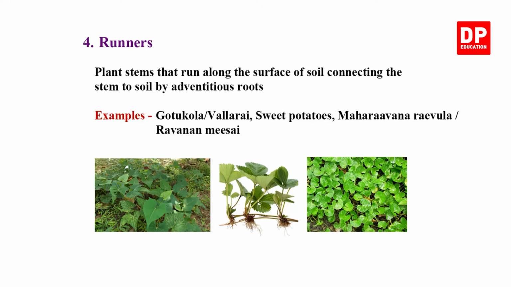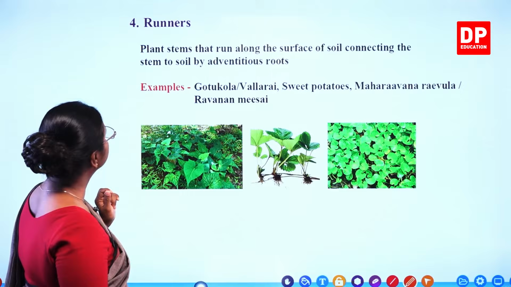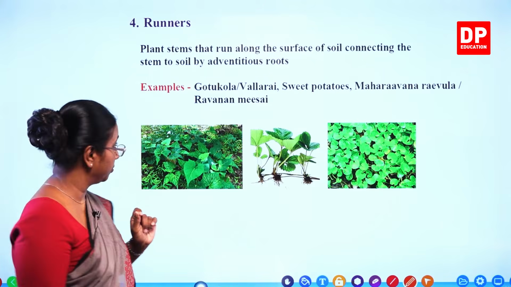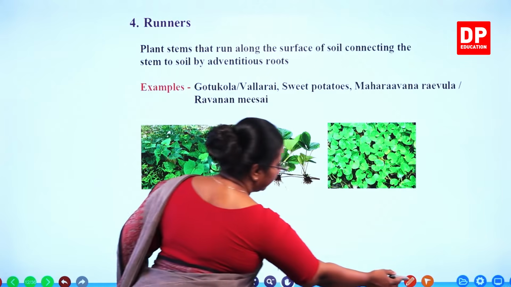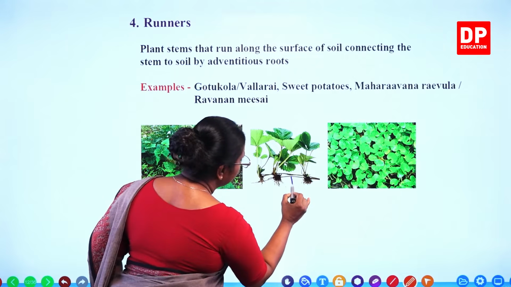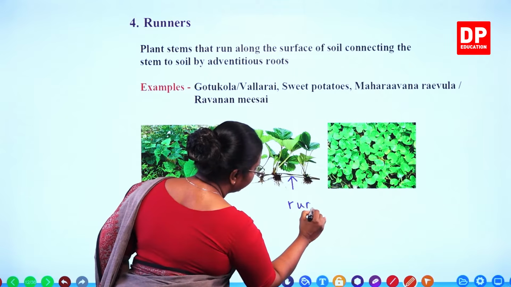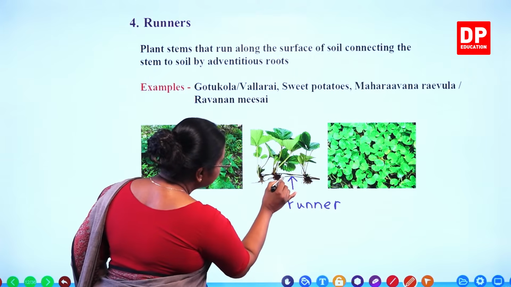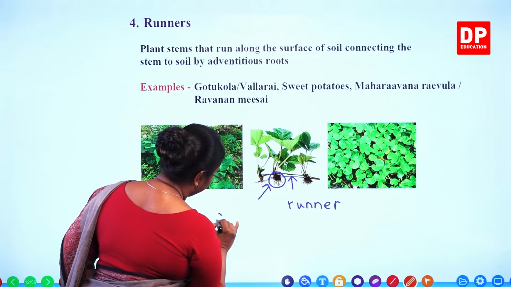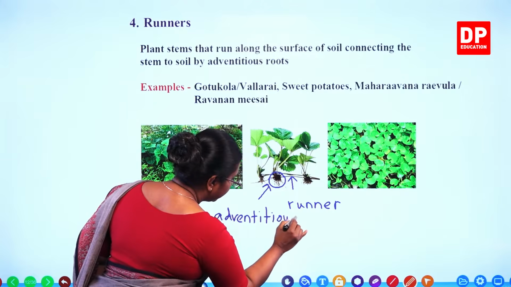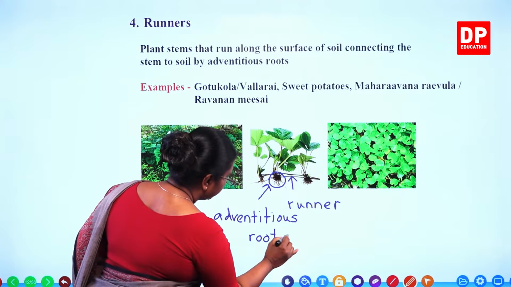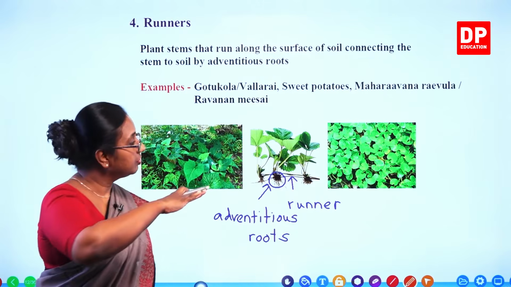Next one is runners. When we say runners, these are plant stems that run along the surface of the soil, connecting the stems to the soil by adventitious roots. Students, you can look at this as well. This part is the runner. This is a gotukola plant, you can see. And these are the adventitious roots. So the stem, that is the runner, grows over the soil.